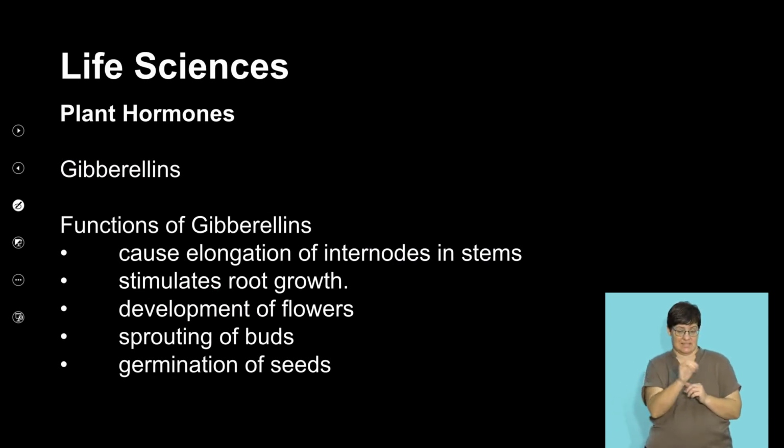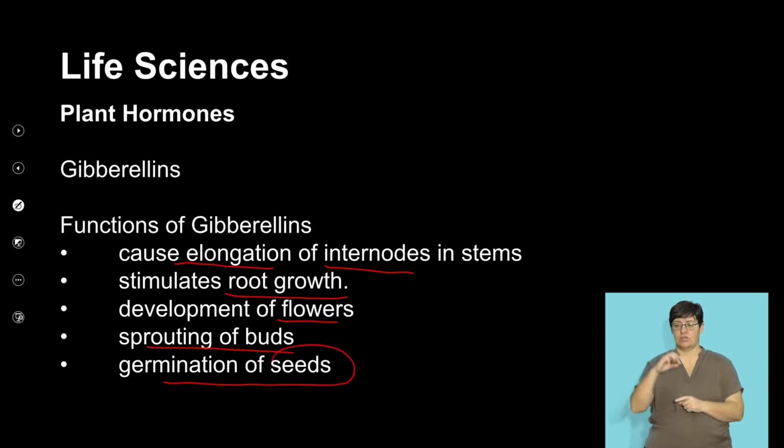The functions of these gibberellins are to increase the elongation along the internodes of the stem. It stimulates the root growth as well as the development of flowers and new buds. It's also important in the germination of seeds.